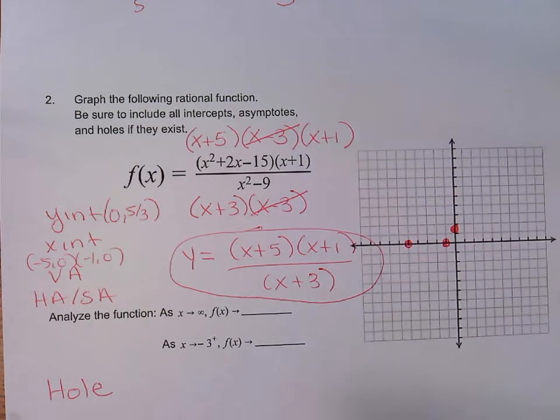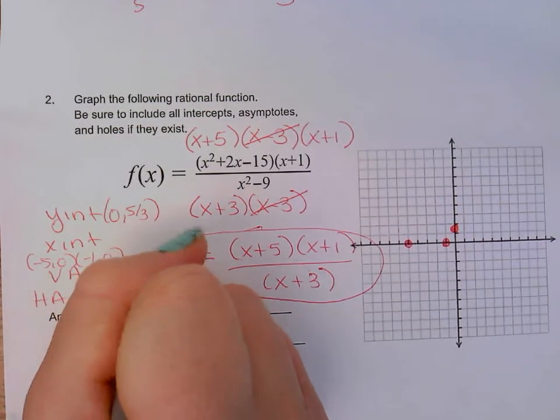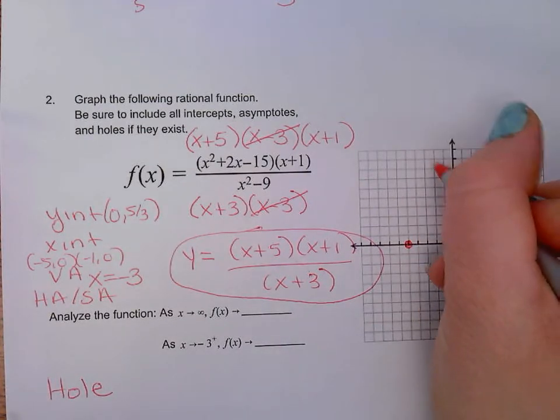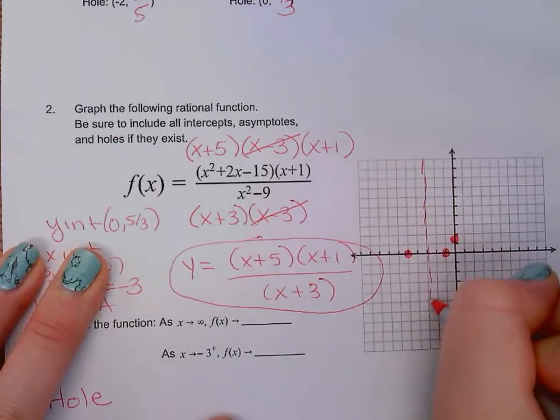My vertical asymptote would be at -3. That's where this denominator is equal to 0. 1, 2, 3. There you go.